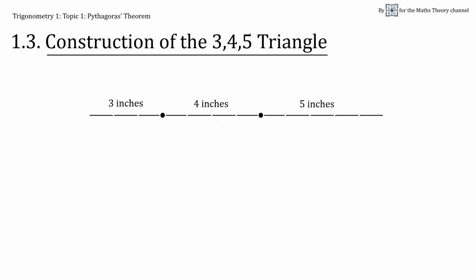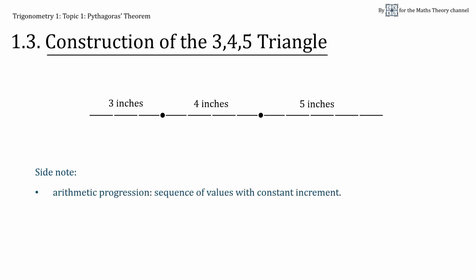Notice that we have here an arithmetic progression formed from 12 inches. Also, a side note, for those of you who aren't familiar with what an arithmetic progression is, it is basically a sequence of values with a constant increment between each value. So in this case, between 3, 4 and 5, the constant increment is 1. So 3 increased by 1 becomes 4, and 4 increased by 1 to become 5. Let's now fold this string onto itself such that it forms a triangle.